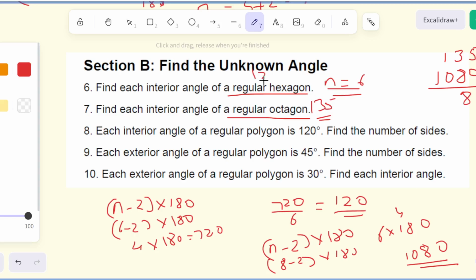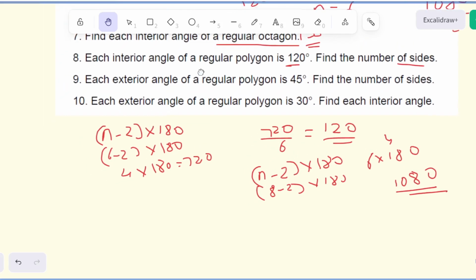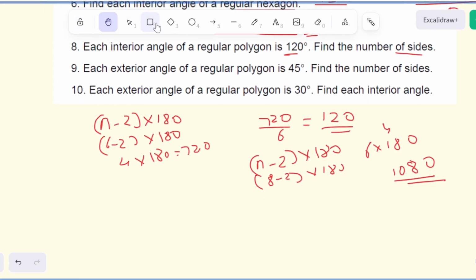And here we got 120 as the angle. Same here. If each interior angle of a regular polygon is 120, find the number of sides. So basically they would have given you a question like this. Let me take it a little up, so that side has some space to do.